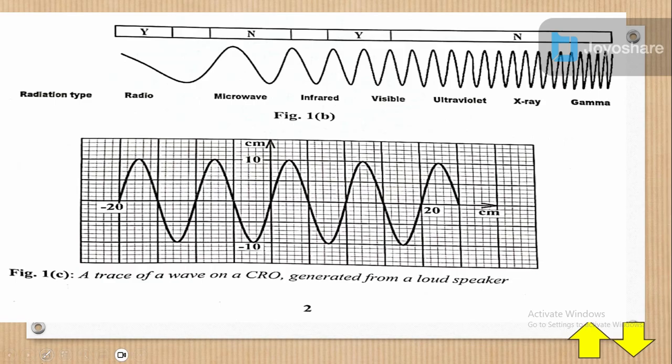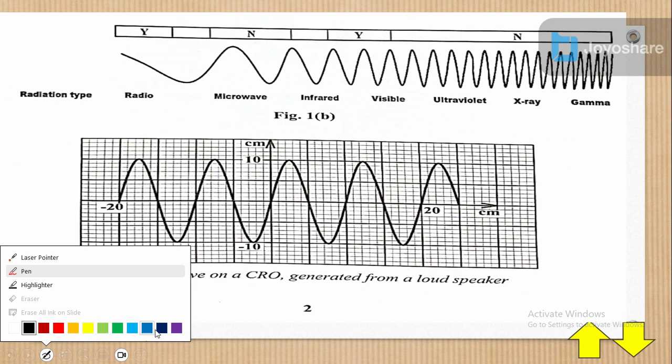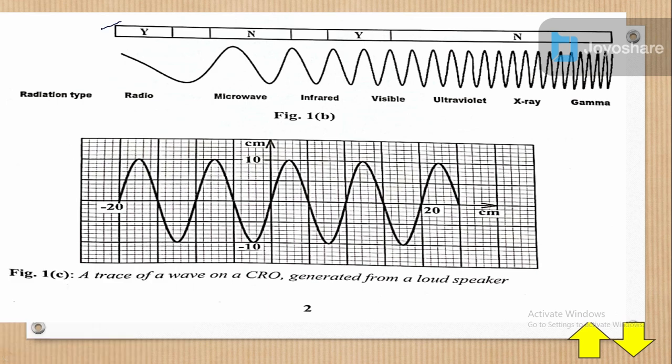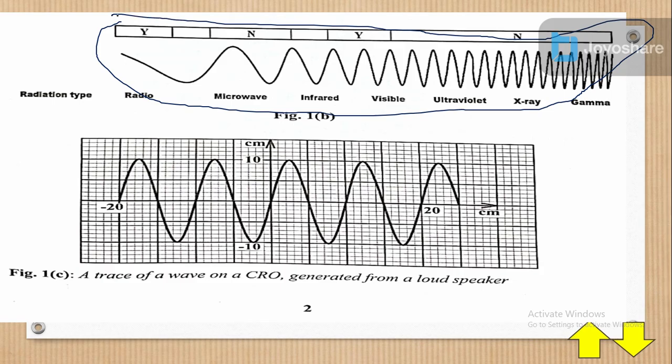It is, okay, let me use a different color. So 1B is this. So what do you see there? Just by seeing this, I can see the radio, microwave, infrared, visible, ultraviolet, X-ray, and gamma. What do you expect there?